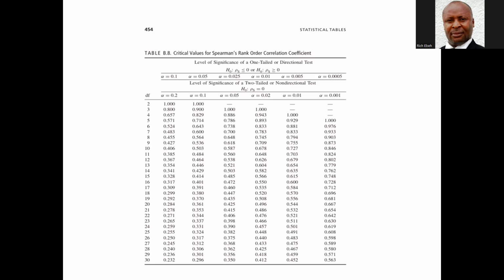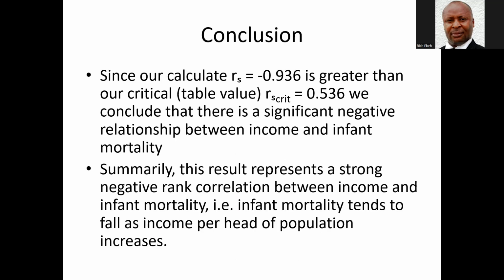Our table rho value is 0.564. So our critical value is 0.536. Based on that, we can conclude that since our calculated rho is minus 0.936, this is greater than our critical value, our table value, rho crit, which is 0.536.